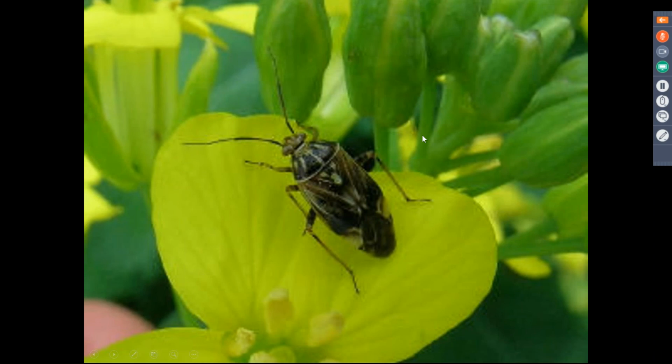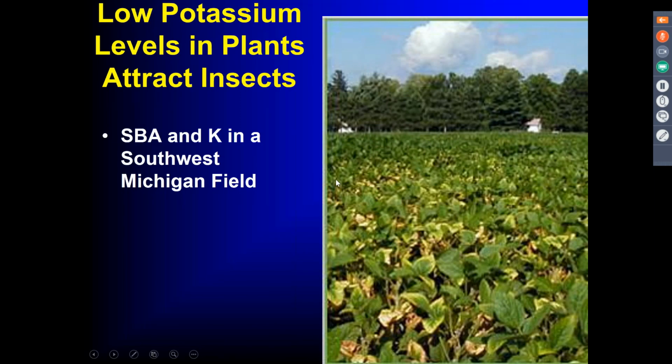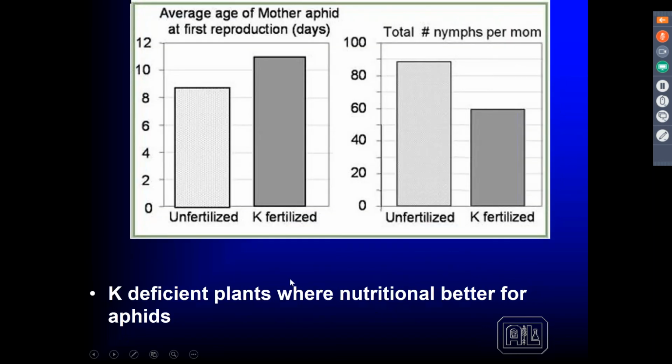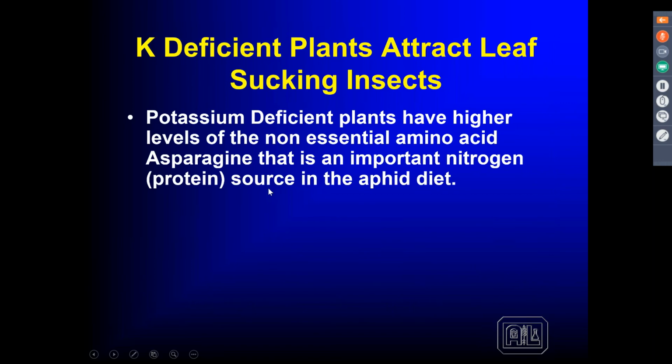Here we have low potassium plants a few years back in Michigan. We had a real problem with soybean leaf aphid. The entomologist did some work on just what that occurrence was all about, and they showed soybean aphids reproduced faster and in larger numbers on K-deficient plants. And the reason for that, again, as already mentioned, is that they're looking for this non-essential amino acid, asparagine. It's a necessary dietary source of protein for these insects to reproduce.